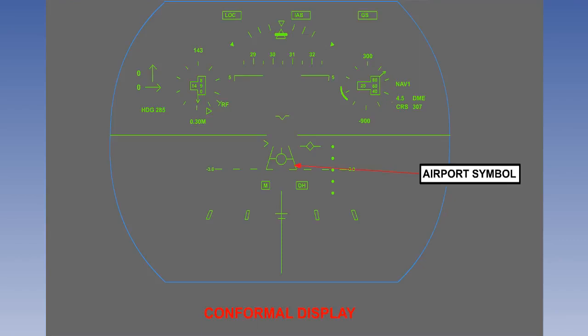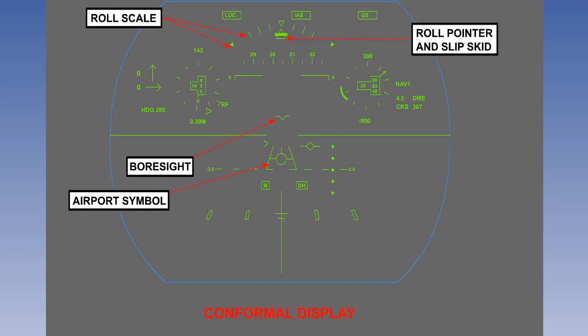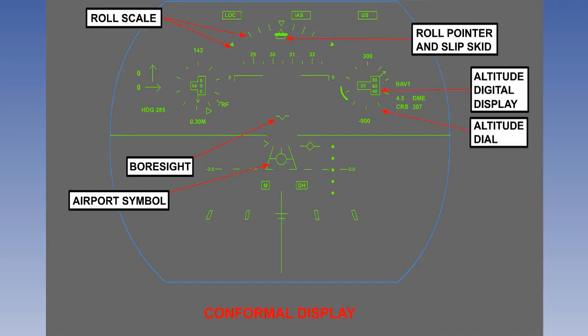We'll start with a conformal display. Here is the airport symbol. And here is the bore sight. This is the roll scale, which shows angle of bank. And these are the roll pointer and slip or skid indicators. There is an altitude display. And an altitude dial. An analog worm display gives us vertical speed information.